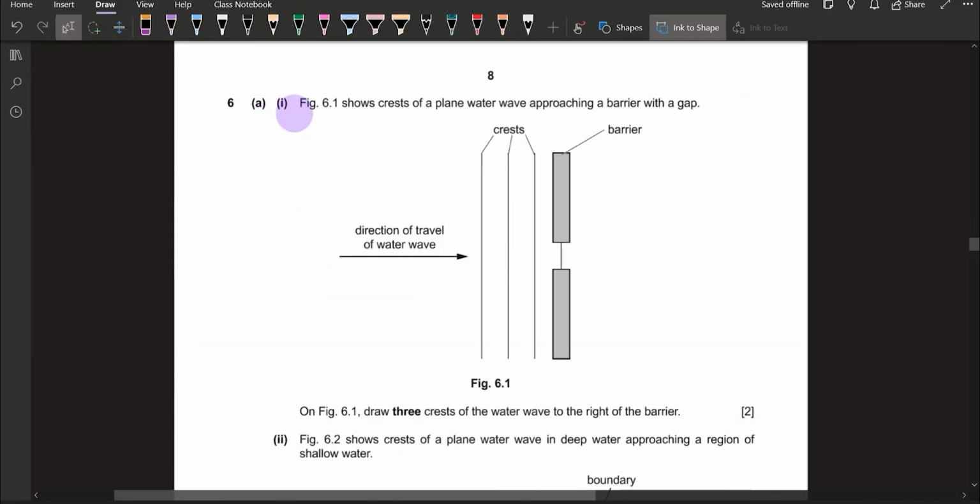Question number 6. Part A, I says figure 6.1 shows a crust of plain water wave approaching a barrier with a gap. This is the crust and this is the barrier here. On figure 6.1, draw 3 crust of the water wave to right of the barrier.